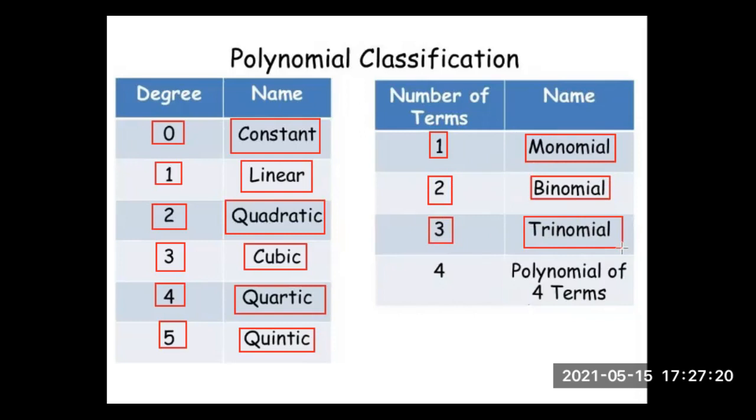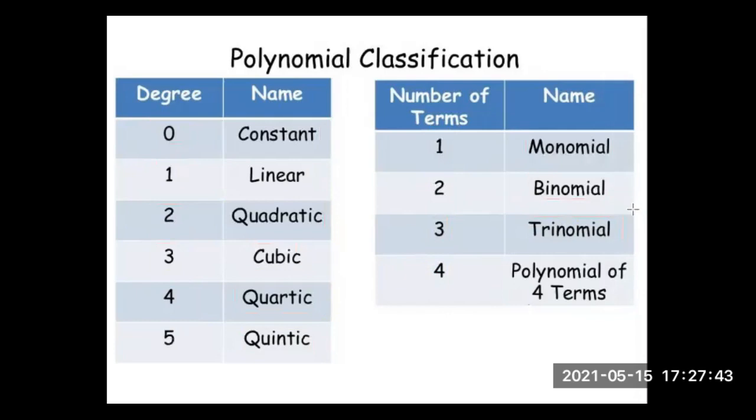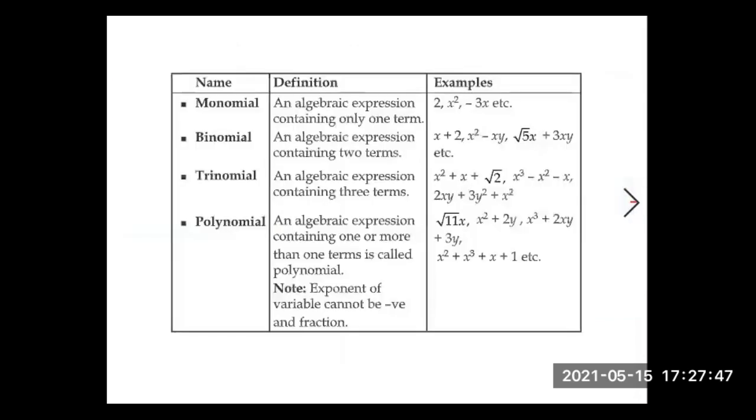Keep in your mind: mono means 1, bi means 2, tri means 3. And if any expression has 4 or more than 4 terms, we call it a polynomial of 4 terms. If 5, then a polynomial of 5 terms. That one we can call. Next we'll move to the next slide. Okay, so here we'll see the examples.